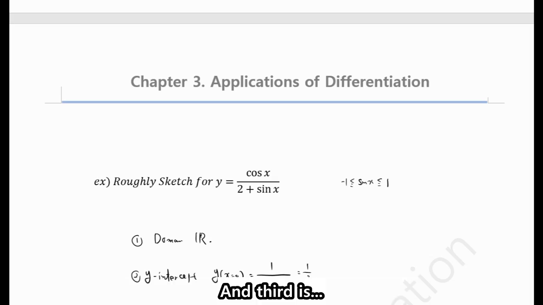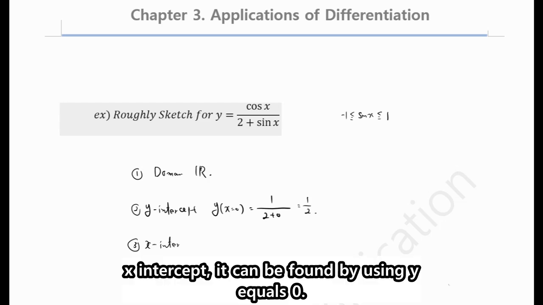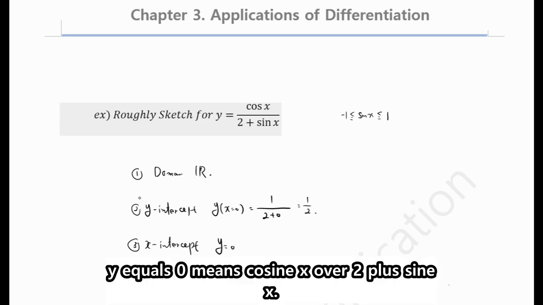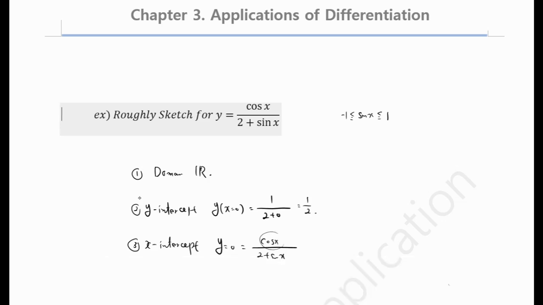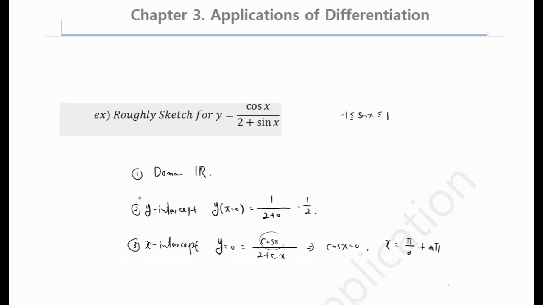And third is the x-intercept. The x-intercept can be found by using y equals 0. Y equals 0 means cosine x over 2 plus sine x equals 0. It means cosine x equals 0, and x equals pi over 2 plus n pi, where n is an integer.